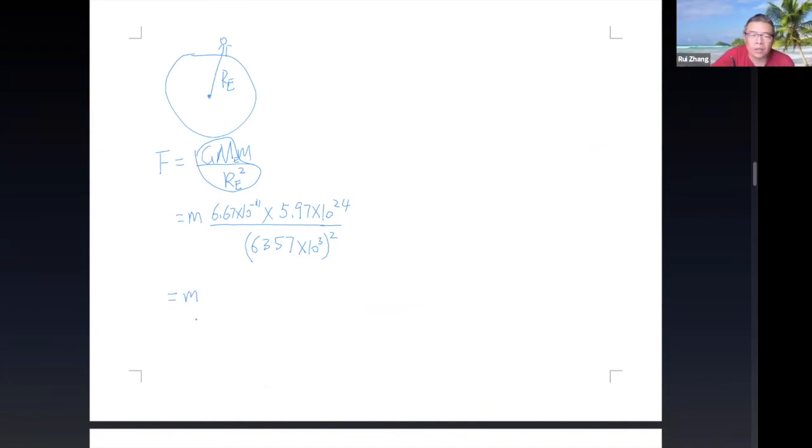Go ahead and take out your calculator and calculate this, and then send me a message telling me what you have. A faster way to do that, you don't need to put all the scientific notation there. You can just do 6.67 times 5.97 divided by this thing squared, and then handle the scientific notation by itself. That'll be a little bit faster. Let me know when you're done, and tell me your answer.